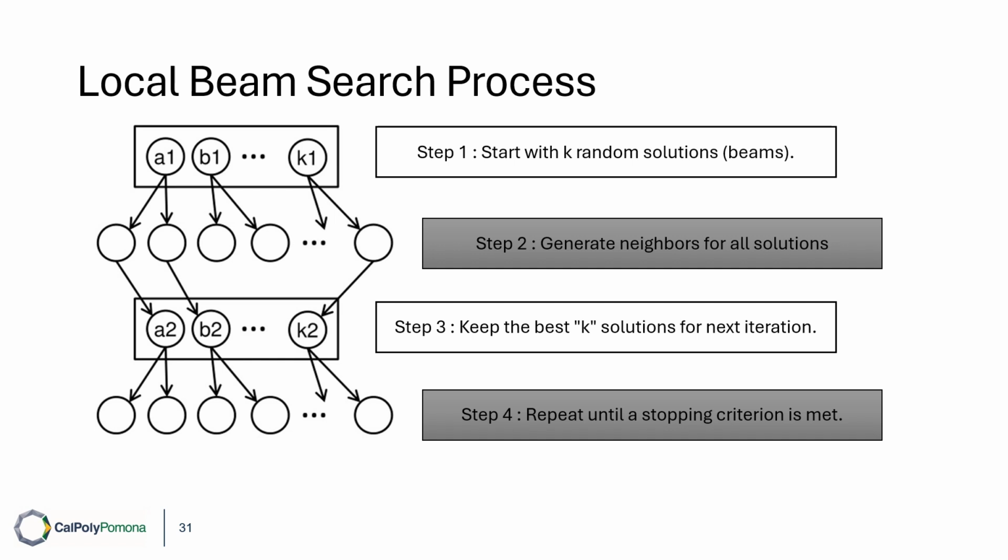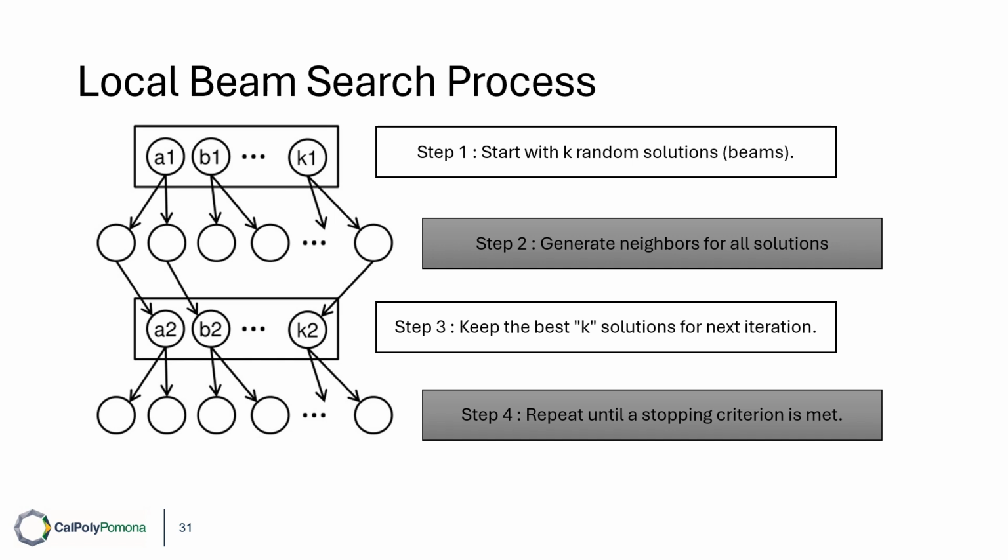Now, out of all the neighbors generated in step 2, the algorithm evaluates each one using a heuristic function. From the expanded pool, we retain the top K solutions with the best scores. These are shown in the second row, A2, B2, and K2. This is a critical step where we prune weaker candidates and focus our computational efforts on the most promising options. By maintaining diversity among these K solutions, we reduce the risk of converging prematurely to a suboptimal solution.